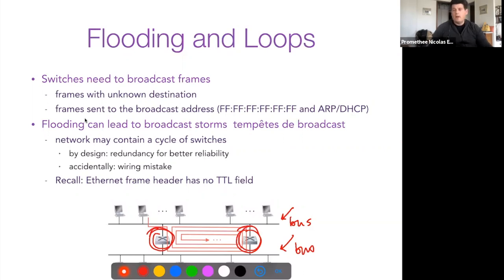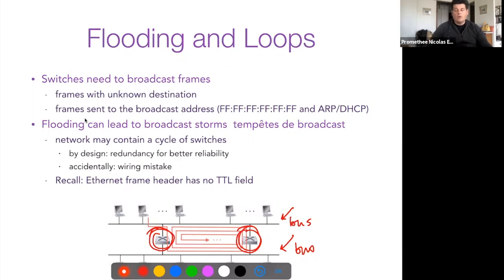Well, this is on purpose. For what reason? We do it on purpose because it's more robust. So it means that if one switch is down, the other one is going to take over. So you make your network more robust. But in that case, if you want to make it more robust, you have a cycle. And because of the cycle, if you have broadcast or flooding, the traffic is going to loop forever.